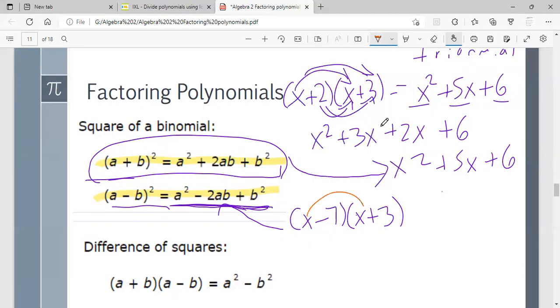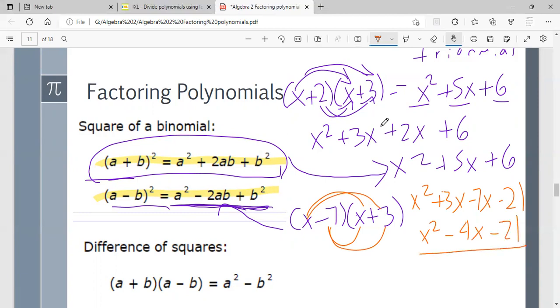So x times x, which is x squared, x times 3 plus 3x, negative 7 times x, minus 7x, negative 7 times 3, minus 21. Combine your terms, you get x squared minus 4x minus 21. This format is the same as this. That's the standard form. And this right here is your square or factor form.